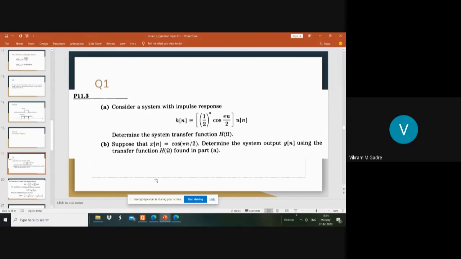Yeah. Then suppose that x of n equal to cos pi n by 2. Determine y of n using the transfer function h of omega. Fine. The question is well framed, but instead of saying system transfer function, you say system frequency response. Okay, sir. A transfer function would be a function of s. Here you want the Fourier transform of the impulse response. All right. Yes, okay, sir. Good. Well. Next slide, please.